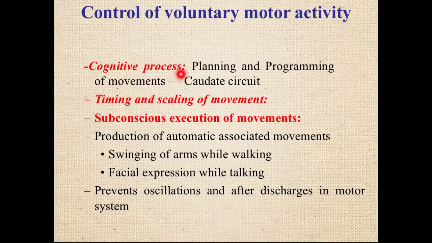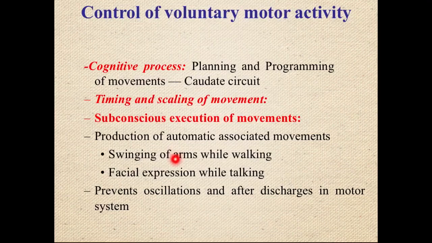So in the voluntary motor activity it has got the cognitive process by planning and programming. Why this thing we can say, it will decide the sequence of the motor pattern and then execute that sequence of the pattern of the motor activity. Then it also functions in timing and scaling of the movement, how intense that movement should be, and then some of the automated associated movement, subconscious execution of the movement is also controlled by the basal ganglia. And the fourth one, in the voluntary motor activity, we can say it prevents oscillations and after discharge in the motor system.